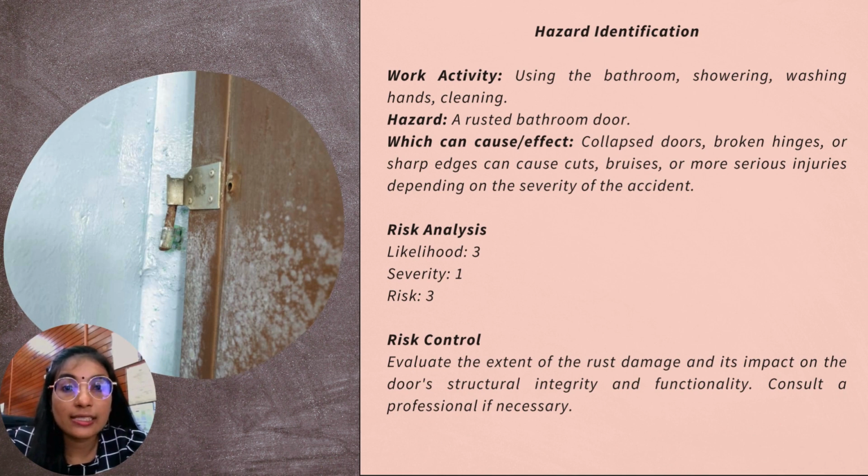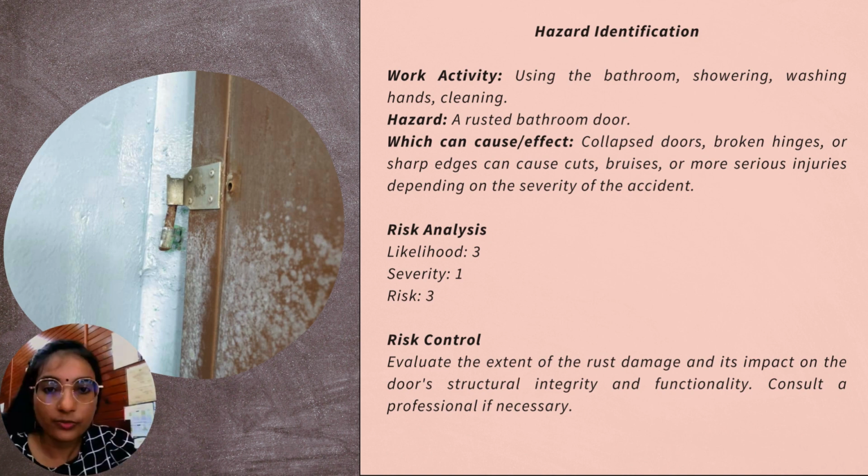So the next hazard will be a rusted bathroom door. This can cause the door to collapse, and broken hinges or sharp edges can cause cuts, bruises, or more serious injuries depending on the severity of the accident. So the risk analysis: likelihood will be 3, severity will be 1, so total risk will be 3.